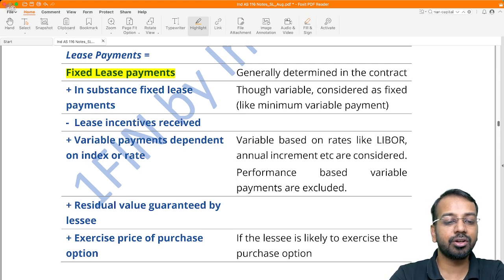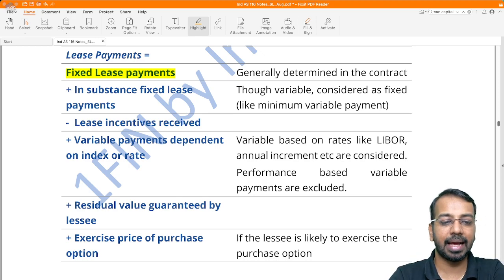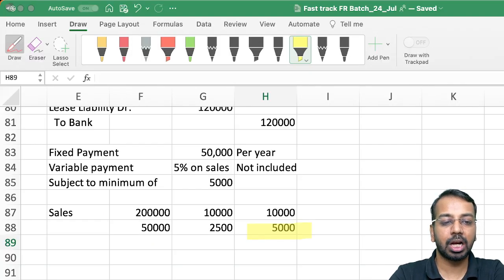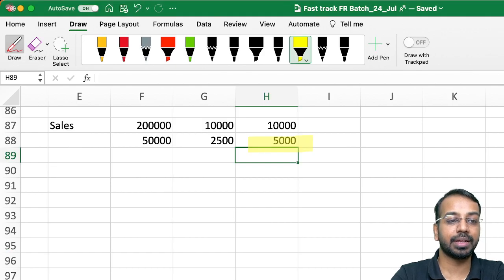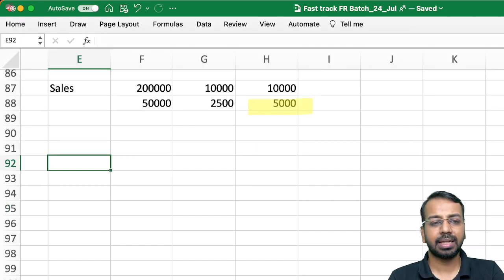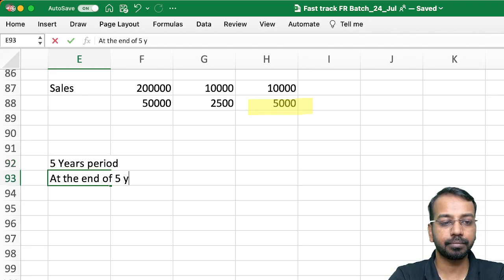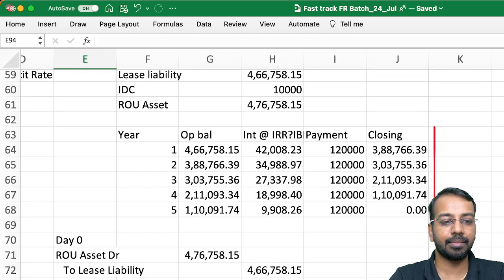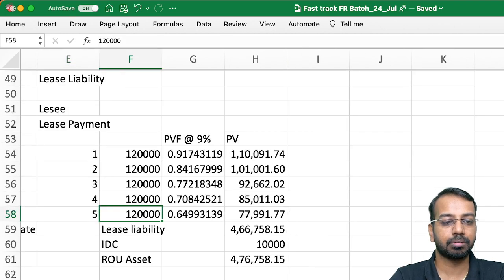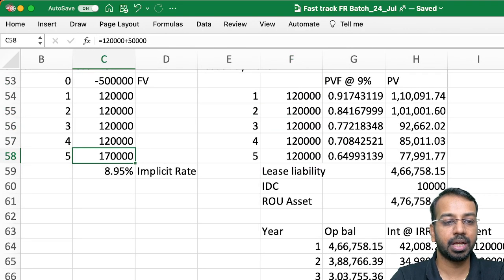Then residual value guaranteed by the lessee. Now here we need some more discussion as to what this residual value guaranteed is. A lot of the time, if we continue our yesterday's example where the subject matter is a car which is taken on lease, the car is taken on lease for a 5-year period. At the end of 5 years, here we took an example.